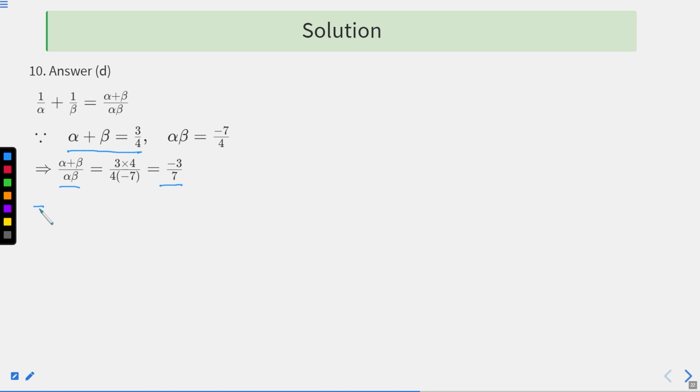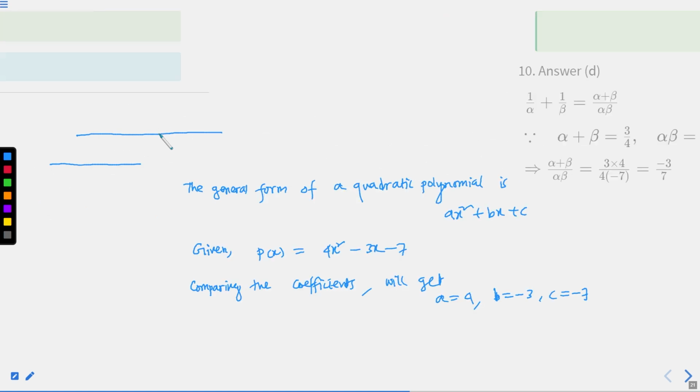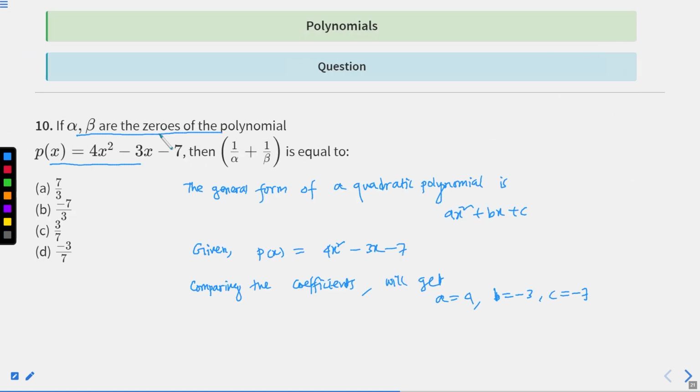So now if we simplify this equation, then we get 1 by beta plus 1 by alpha equal to minus 3 upon 7. Okay, so the value of 1 by alpha plus 1 by beta is equal to minus 3 upon 7. So now if we check the options, in option D we have minus 3 upon 7. Okay, so for this question the correct answer is option number D.